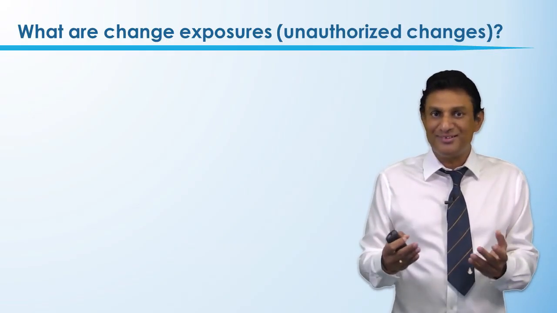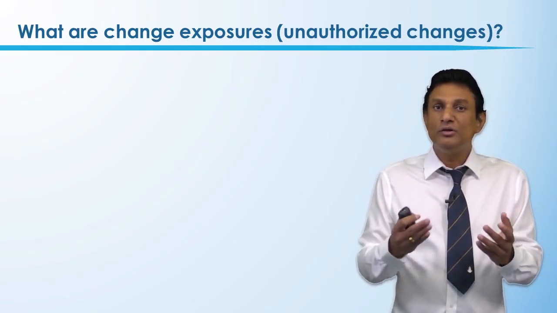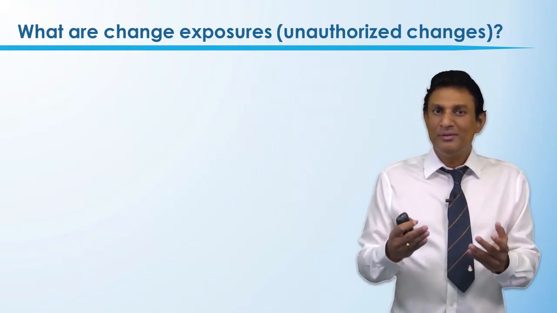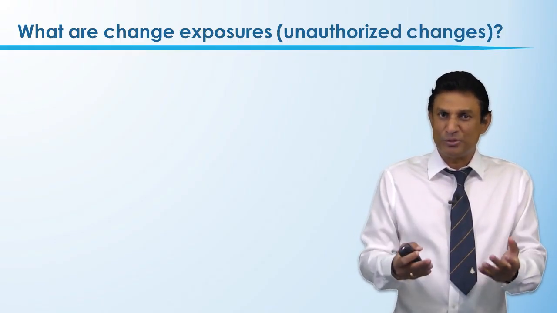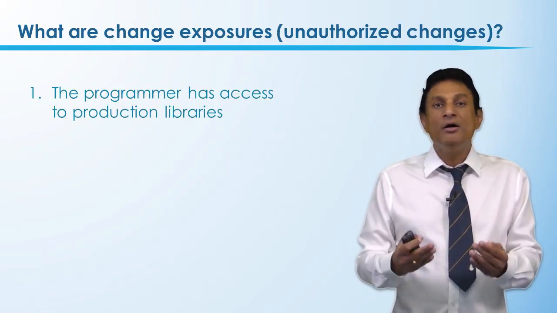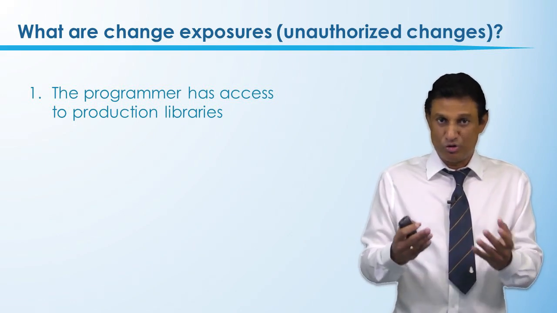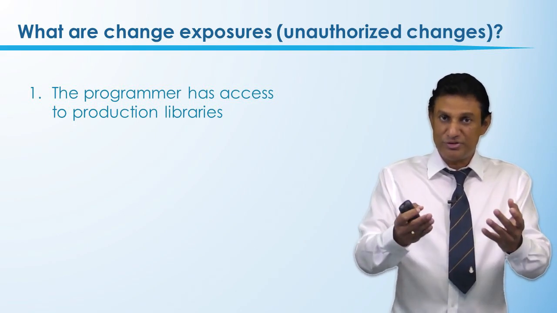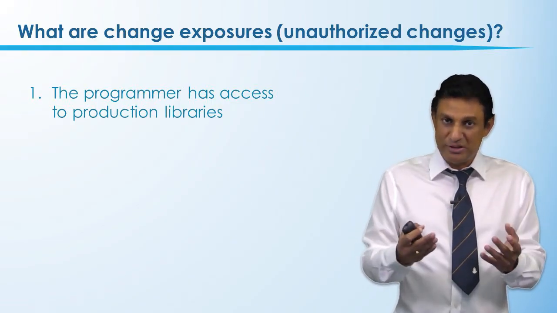So I just wrote down a few points. Let's quickly go through these points to make sure that you guys really understand what I'm trying to explain here. So the first one is the biggest issue: programmers have direct access to the libraries. This should not happen, correct? Because if they have direct access, then they can do whatever changes they want to.